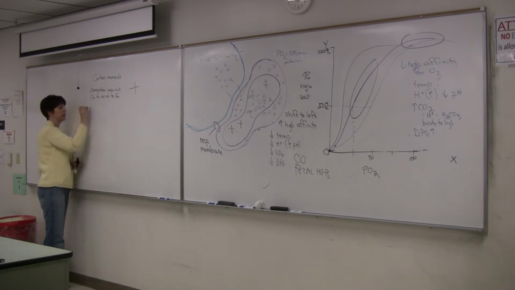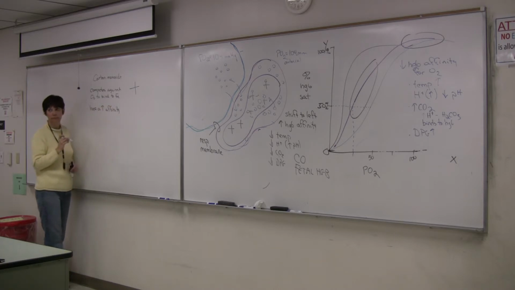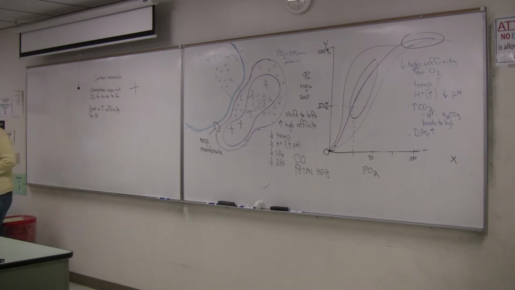But it also, the reason it can compete is because it has a higher affinity. So once it does get to the iron, it stays there longer. It hardly ever comes off. So what does that mean for our tissues? What are the signs, the really characteristic signs of someone who has carbon monoxide poisoning?